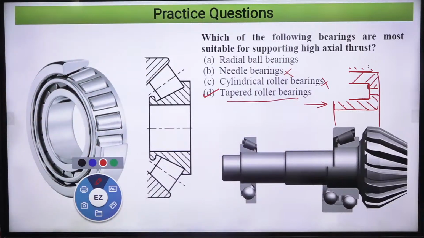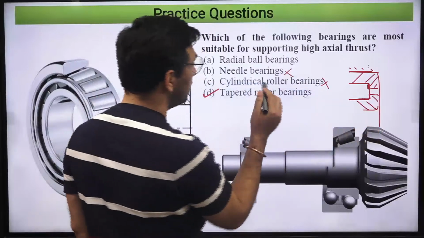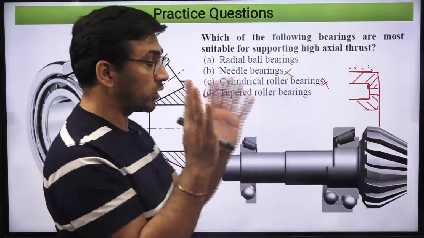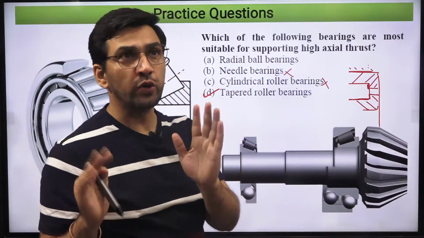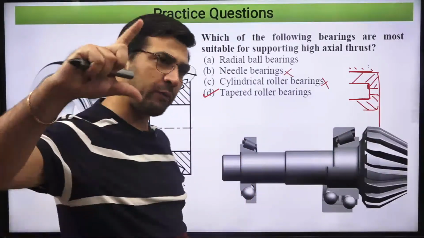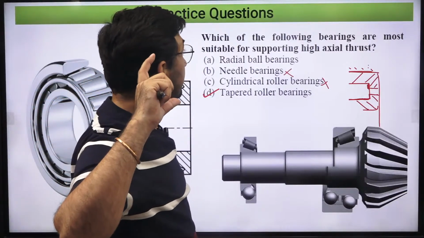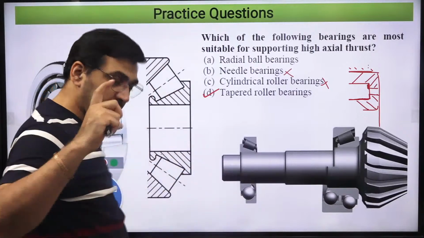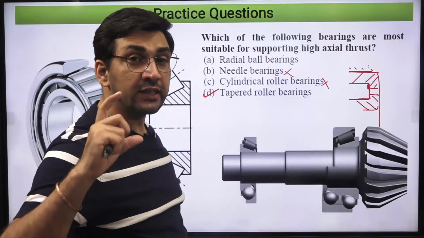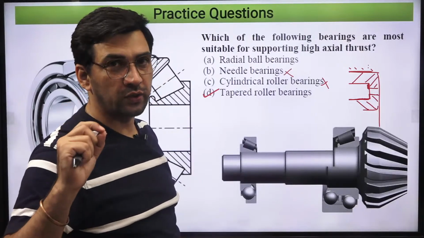Keep in mind, they are used in pairs. It will depend upon the situation. For example, if I want to carry the thrust load in one direction, they can carry it. If I am having only a single tapered roller bearing, then a single tapered roller bearing can carry the axial thrust in one direction only.